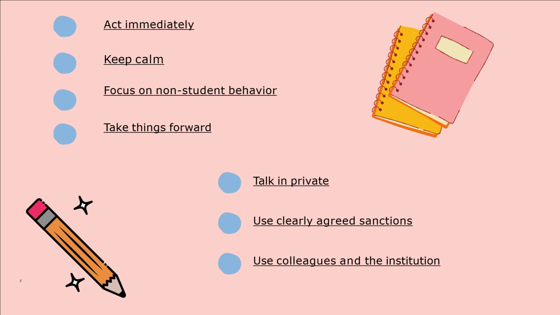And the last one, use colleagues and the institution. When there is a problem, we should consult our colleagues and ask for their guidance. When issues threaten to get beyond our control, we are advised to speak to the coordinator, study director, or a principal, regardless of the sector in which we work, such as elementary, junior high school, adult, public, or private schools.